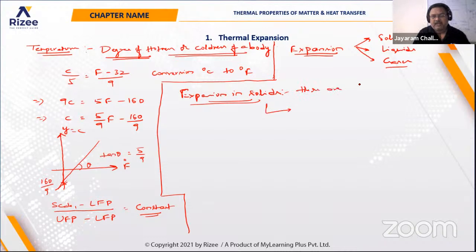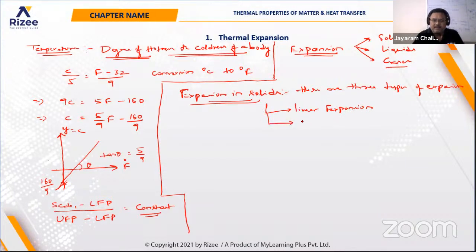And coming to the expansion of solids, there are three types of expansions. The first one is called linear expansion. The second one is areal expansion. And the third one is volume expansion.